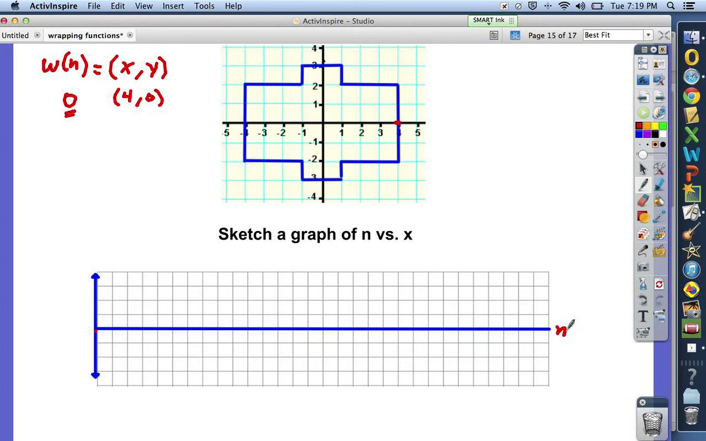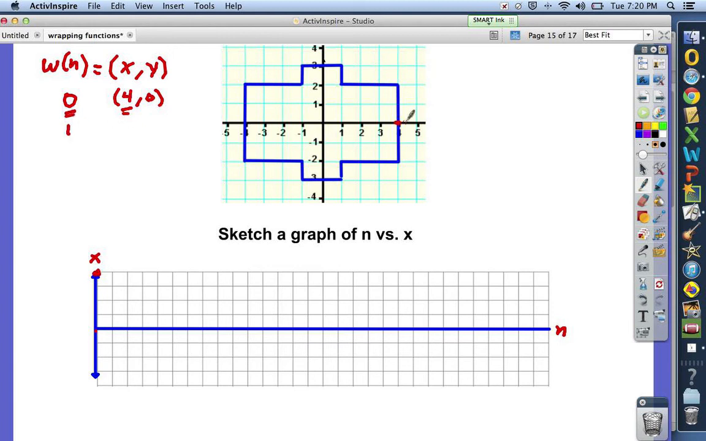On the horizontal axis, I'm going to make the n values. And on the vertical axis, I'm going to make the x values. So 0, 4 would be the ordered pair that I'm plotting here for n equals 0 and x equals 4. So 0, 4 is right here. First point is right there.